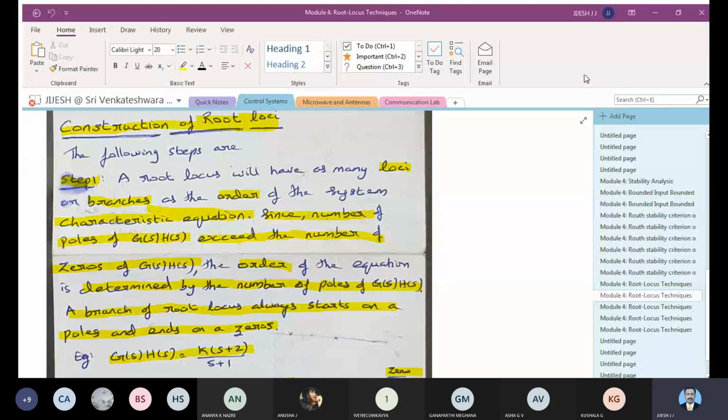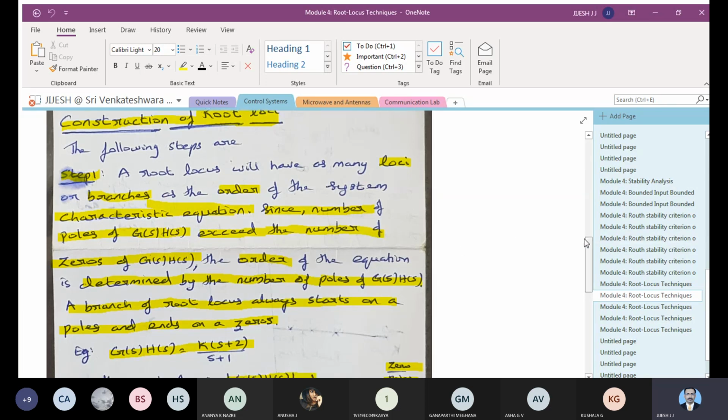So today we will discuss the construction of root locus. We have a few things we have already discussed in the previous class. I'll just brief you on those things and then we'll continue with the rest of the steps. In the previous class we discussed the construction of root locus, the steps involved in it.